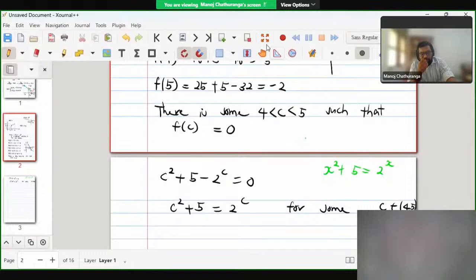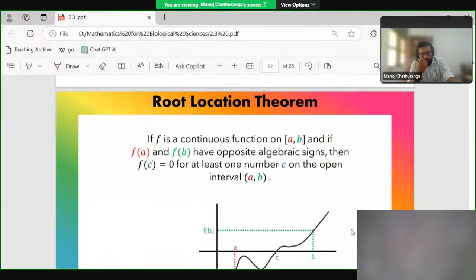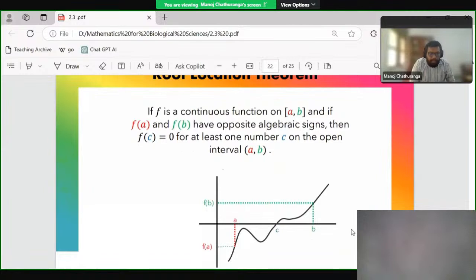So this is called the root location theorem. If f of a and f of b have opposite algebraic signs, then there must be a c value between a and b such that f of c equals 0. So this helps us to find roots of equations, solutions of equations.